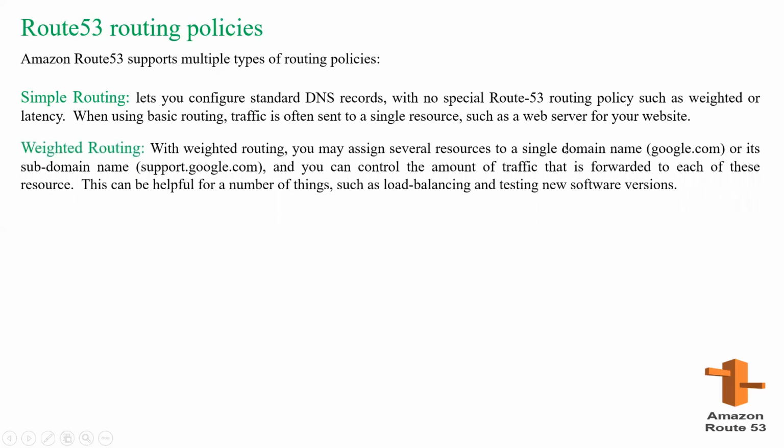So the next type of routing is called weighted routing. With weighted routing, you may assign several resources to a single domain name like google.com, or a subdomain like support.google.com. And you can control the amount of traffic that is forwarded to each of these resources. So this can be helpful for a number of things, such as load balancing or testing new software versions.